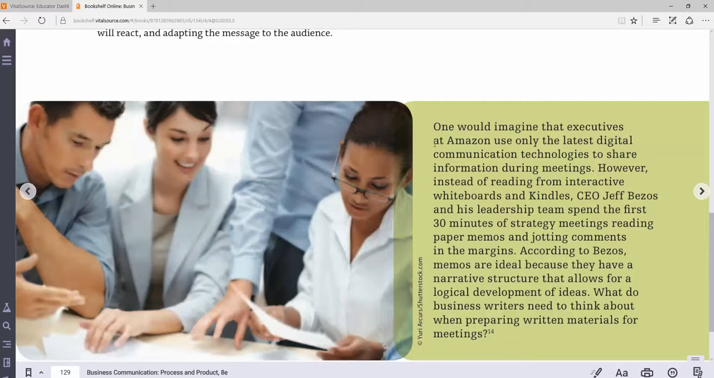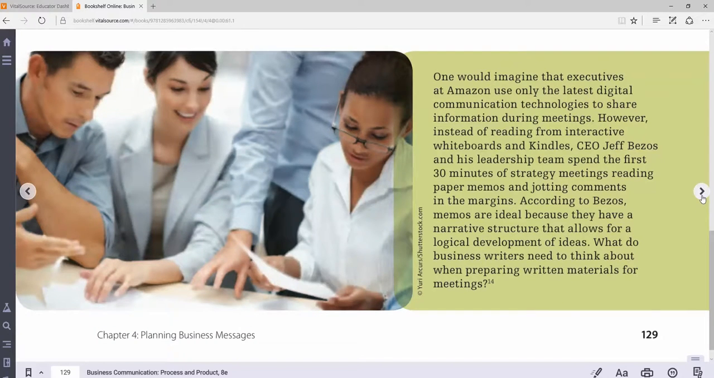Now, let's just look at this. I think this would probably be more helpful in having you understand. One would imagine that executives at Amazon use only the latest digital communication technologies to share information during meetings. However, instead of reading from interactive whiteboards and Kindles, CEO Jeff Bezos and his leadership team spend the first 30 minutes of strategy meetings reading paper memos and jotting comments in the margins. According to Bezos, memos are ideal because they have a narrative structure that allows for logical development of ideas. What do business writers need to think about when preparing written materials for meetings?